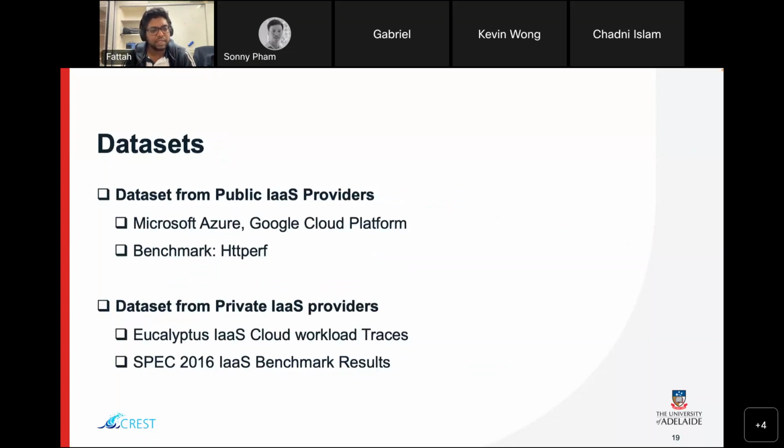For the data set, we collected a few data sets from Microsoft Azure, Google Cloud Platform based on benchmark on HTTP perf. We also collect data from some private cloud providers such as Eucalyptus Cloud Traces and Spec as benchmark results.